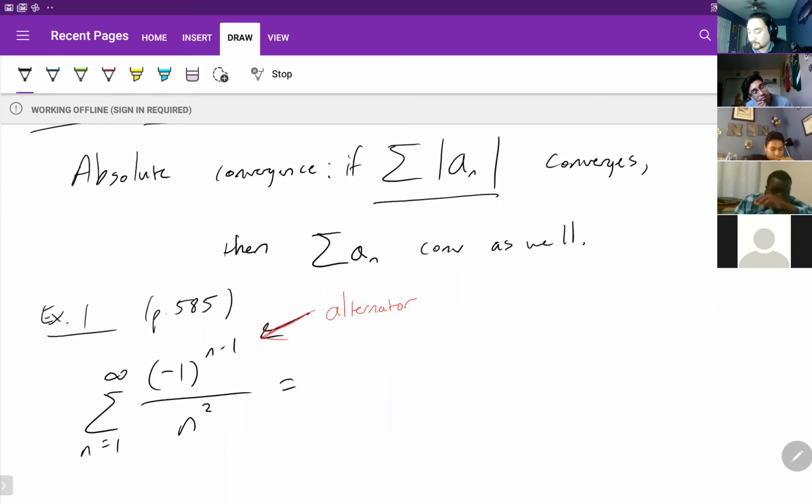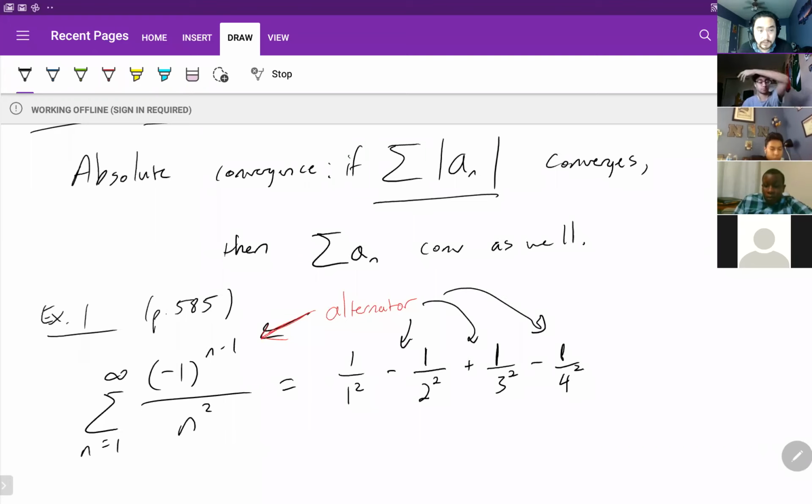What's the first term here? If I plug 1 in, I get 1 over 1 squared. And then if I plug 2 in, I get 2 over 2 squared, I'm guessing. Oh shoot, sorry, the top's always 1. What do you guys notice? Switching sign? Yes, and this is why it's called the alternator, because it alternates the sign from term to term. It's a very, very popular term.